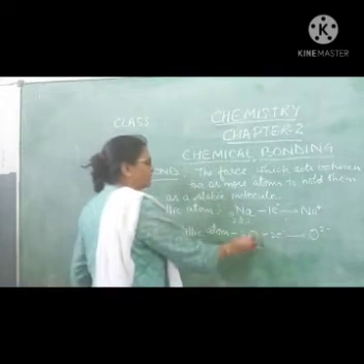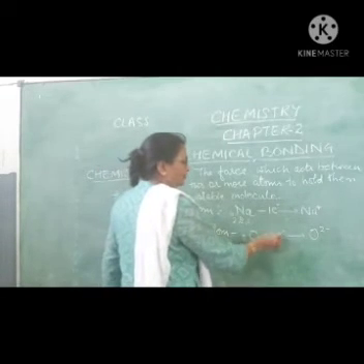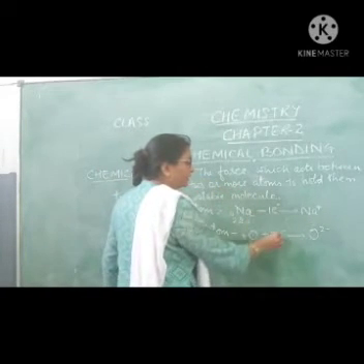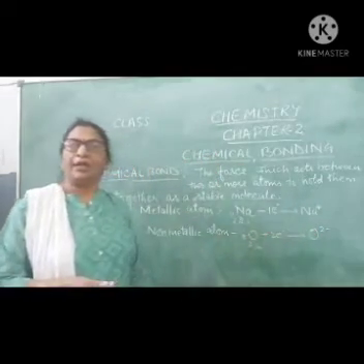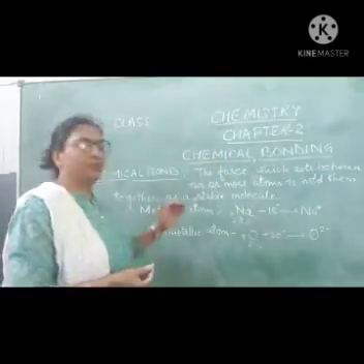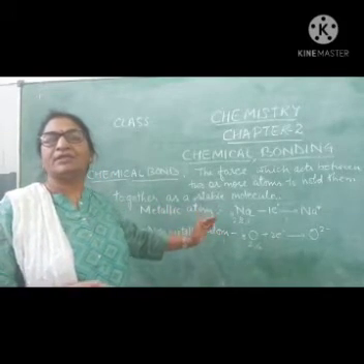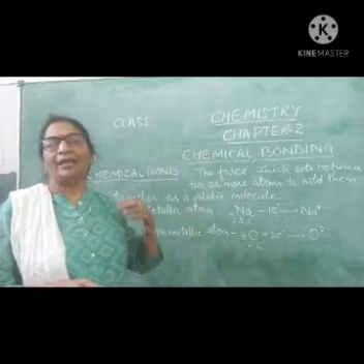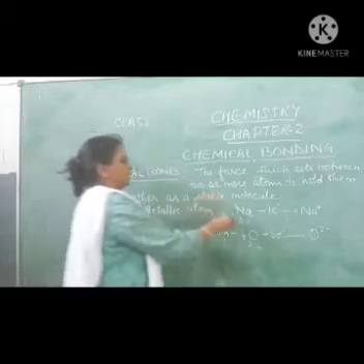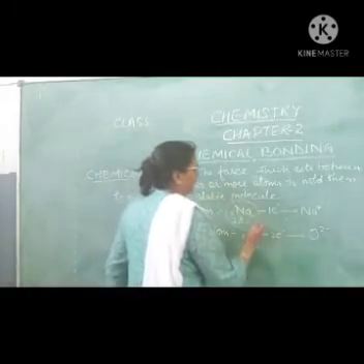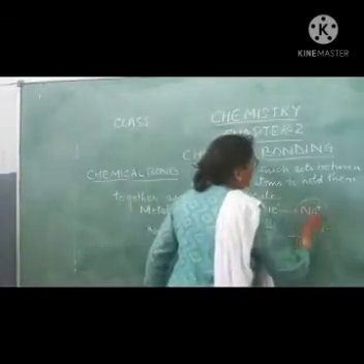For example, oxygen: its atomic number is 8 and its electronic configuration is 2,6. So what will it do? It will gain 2 electrons and convert into O2-. Understood? So during the formation of bonds, metallic atoms lose electrons, and non-metallic atoms gain electrons. Here, this is your atom, and this one is your ion.